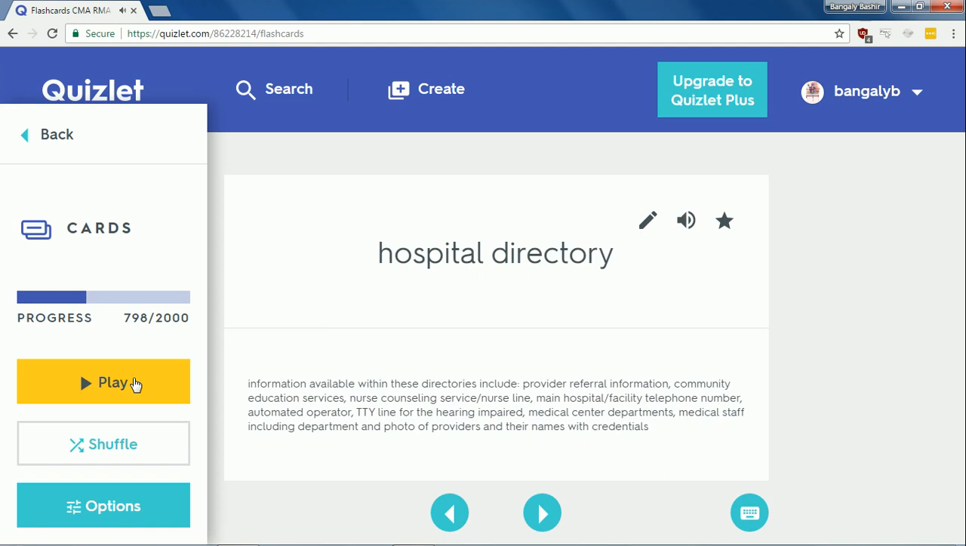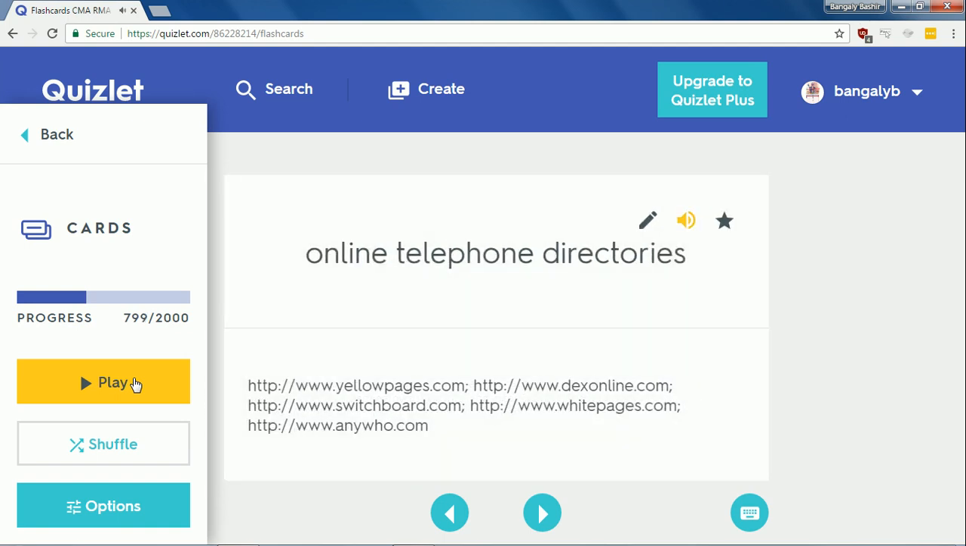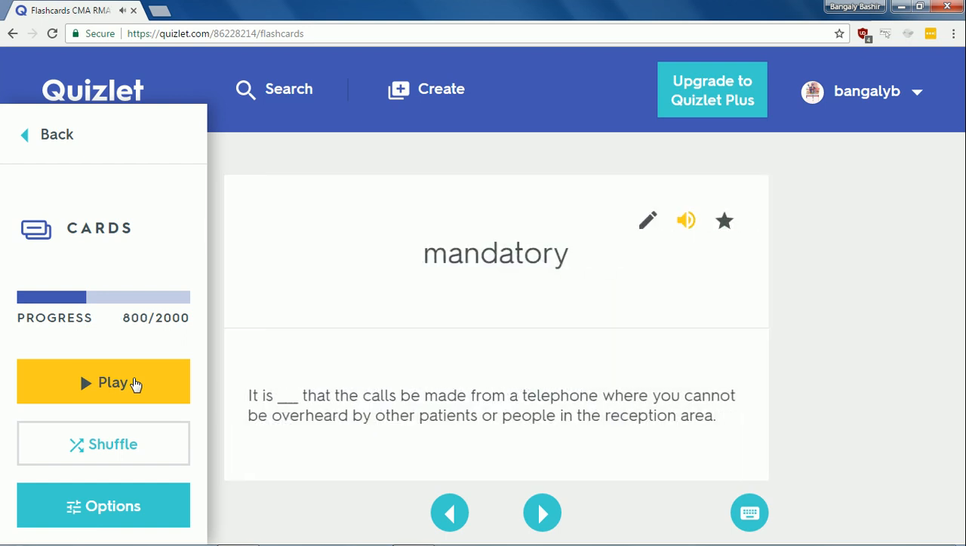Hospital directory. Online telephone directories. http://www.yellowpages.com, http://www.dexonline.com, http://www.switchboard.com, http://www.whitepages.com, http://www.anywho.com. Mandatory. It is mandatory that the calls be made from a telephone where you cannot be overheard by other patients or people in the reception area.